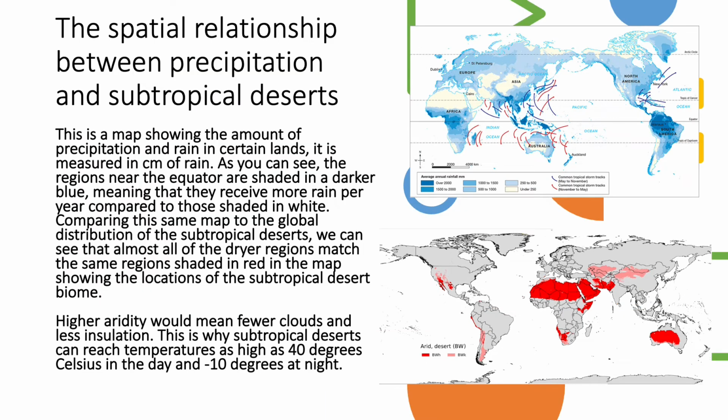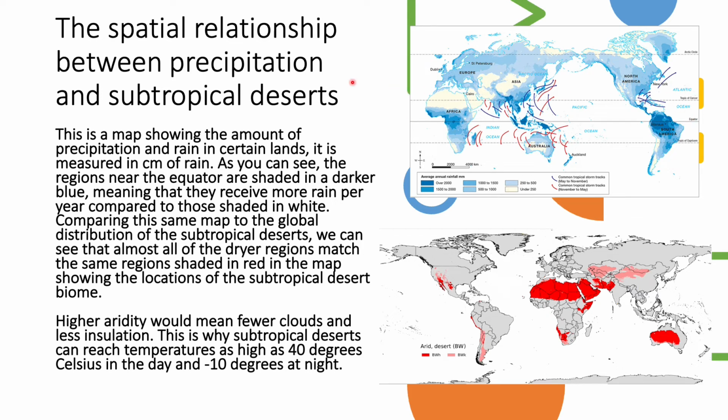The spatial relationship between precipitation and subtropical deserts. This is a map showing the amount of precipitation and rain in certain lands. It is measured in centimeters of rain per year. As you can see, the regions near the equator are shaded in darker blue, meaning that they receive more rain per year compared to those shaded in white. So these areas in the middle, right on the equator, are darker blue because they're more humid. They receive more precipitation, more rain per year.